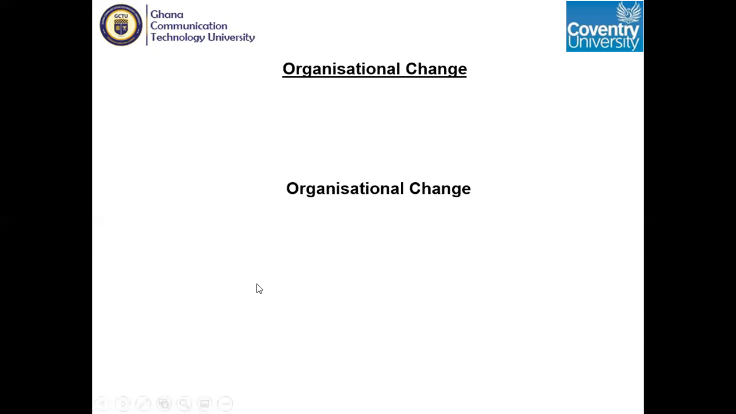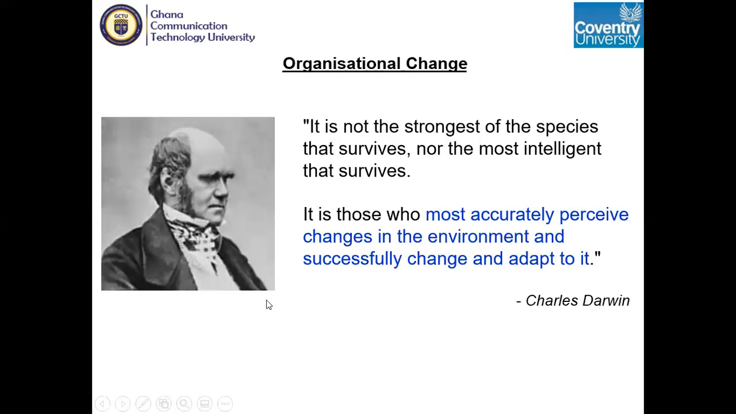So this brings us to the issue of organizational change. When we now talk of organizational change, I want to start with some quotations here. So when we talk of change, Charles Darwin, some of you who have done some biology or evolutionary biology, he says that, after studying all these plant and animal species over the years, he realized that it is not the strongest or the most intelligent that survives when changes come, or when there's a need for change. It is those who can accurately perceive changes in the environment, and successfully change and adapt to it.